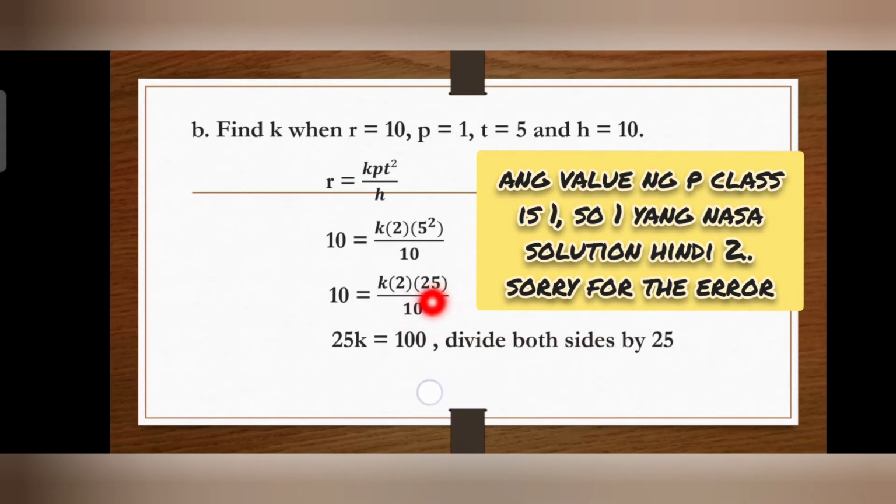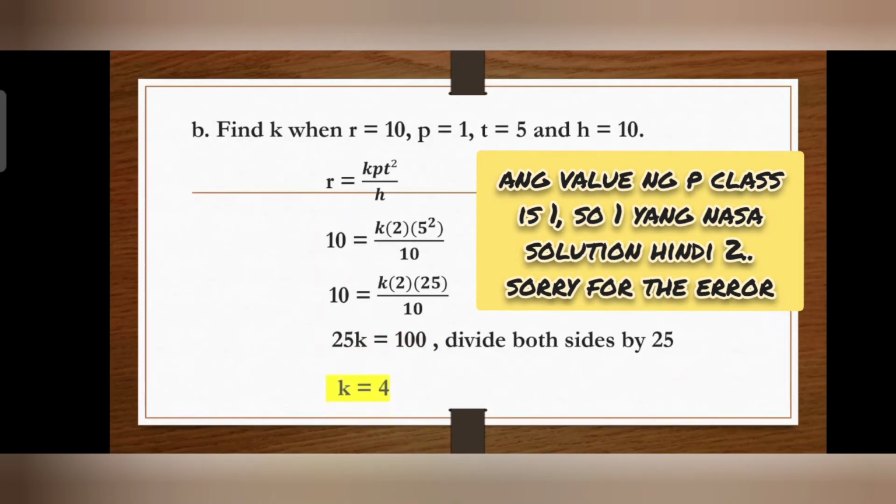So, 25 times 1 is, the cross multiply goes like this. Then like this. So, 25 times 1 is 25. Then, copy K is equal to 10 times 10 is 100. So, for K to be the only one left on the left side, you divide both sides by 25. So, 25 K divided by 25 is equal to 100 divided by 25.